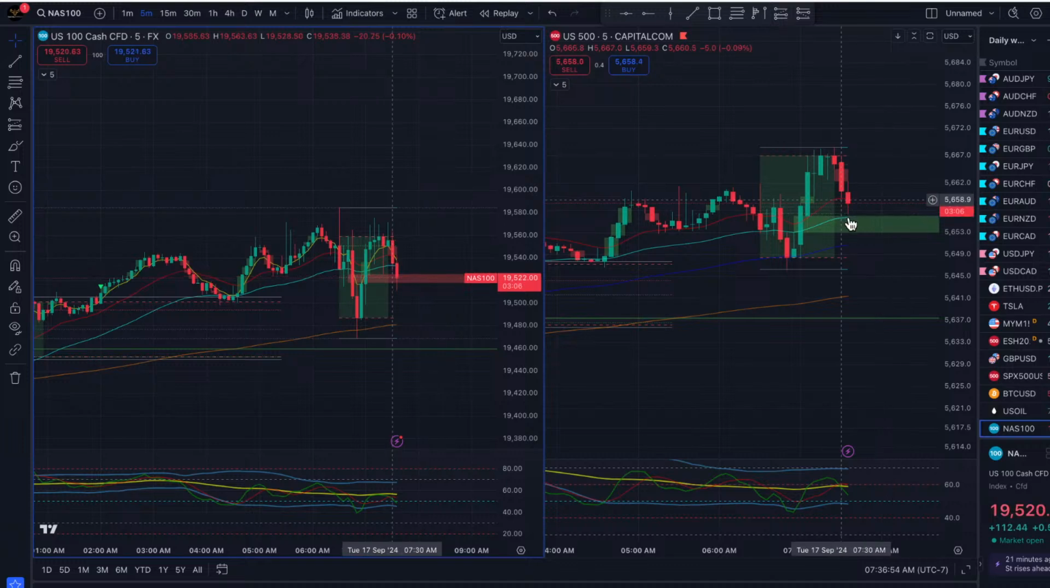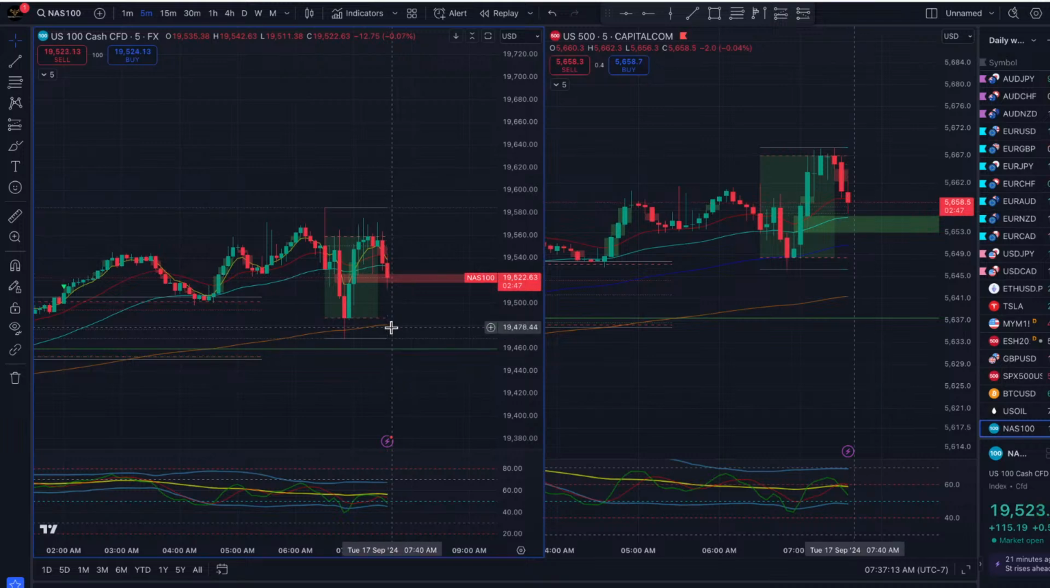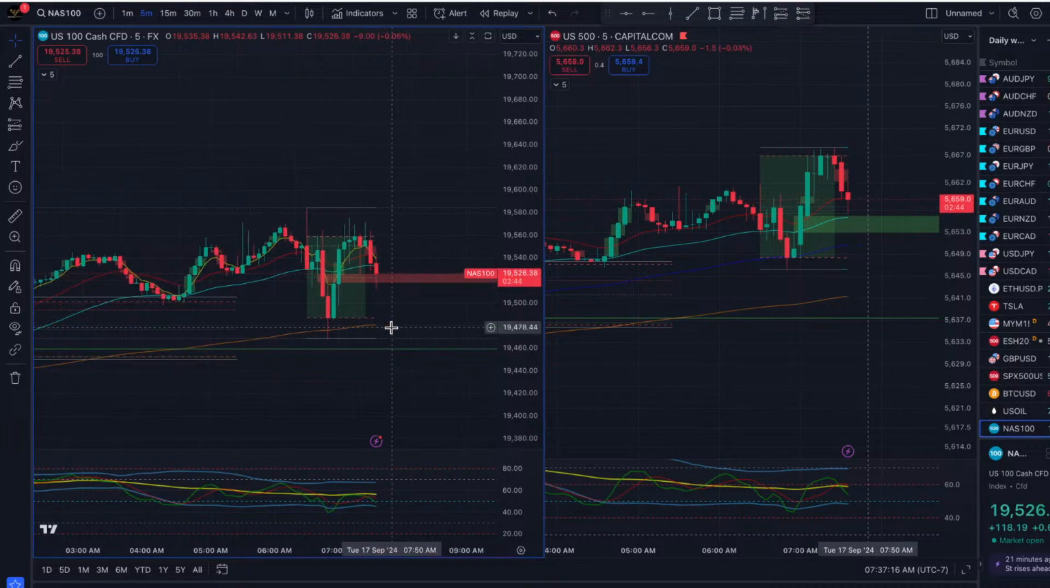Past the 20, slowly making its way down to the 50. On NAS, we're already under both the 20 and the 50. We might get a crossover. Let's see what happens. Either we reject, push up from here, or it could continue down. This could be the manipulation move as well.